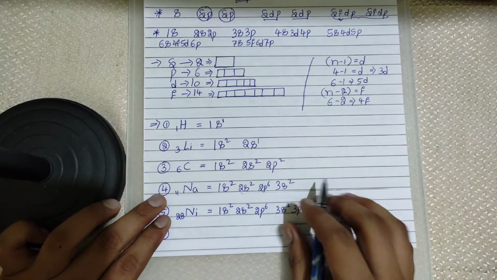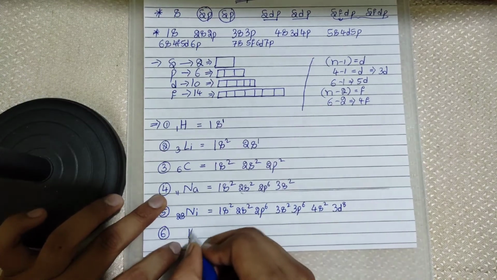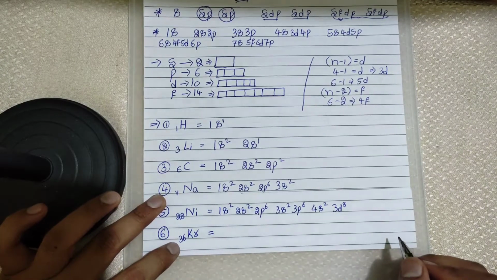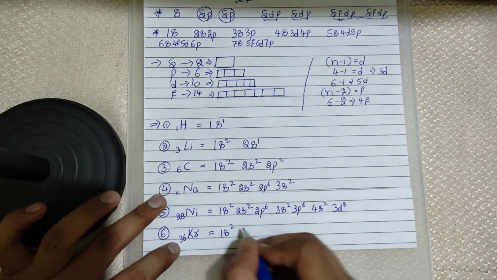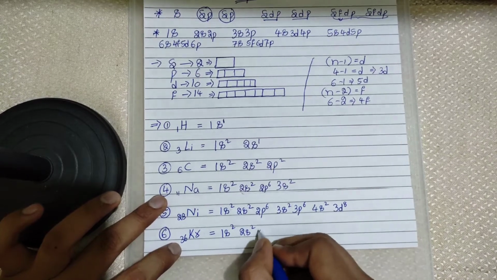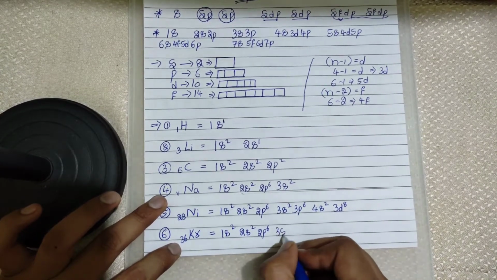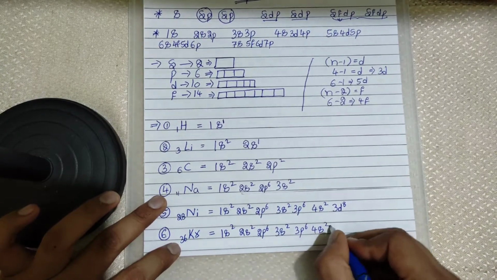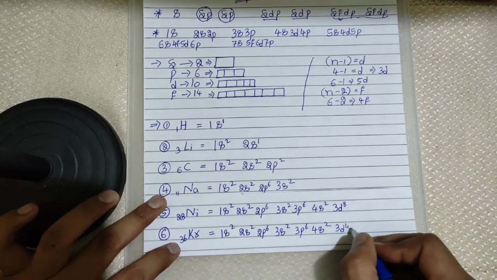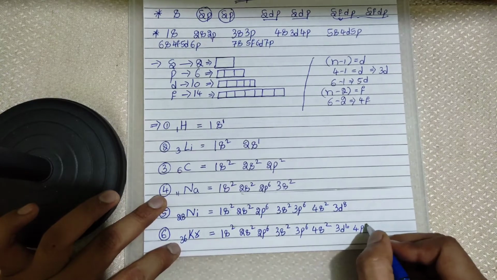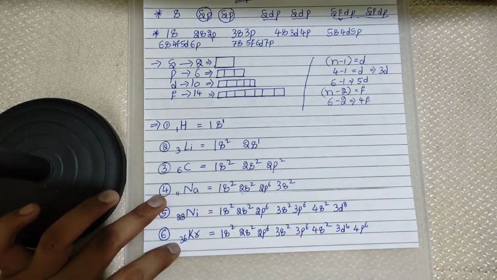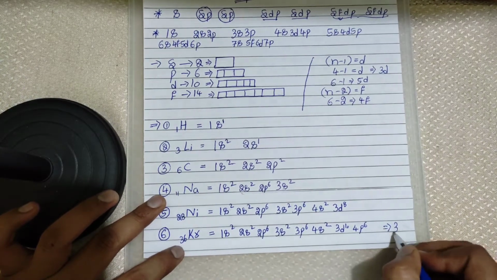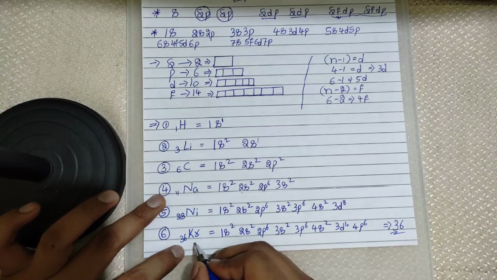Let us come to another, last example. Now let us take krypton. What is the atomic number of krypton? 36, right? How to write the electronic configuration? 1s2, 2s2, 2p6, 3s2, 3p6, 4s2, 3d10, 4p6. Am I right? You can add it and you can see the total number of electrons will be 36. That is the electronic configuration of krypton.